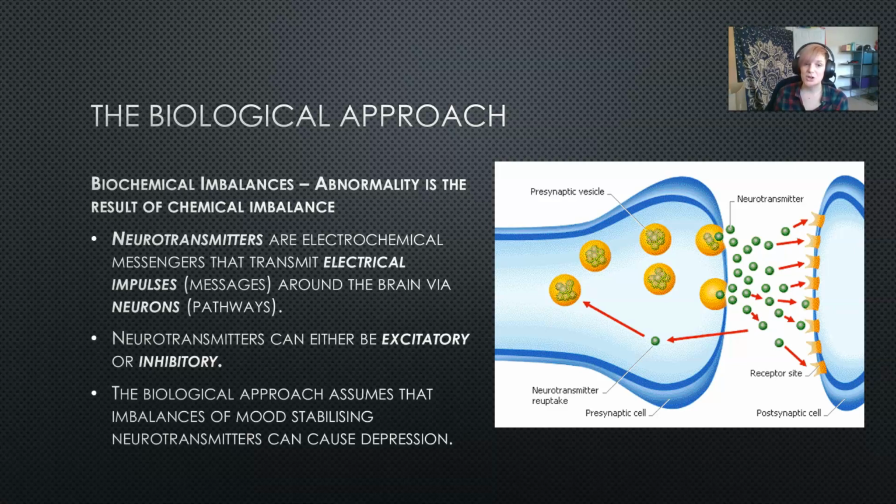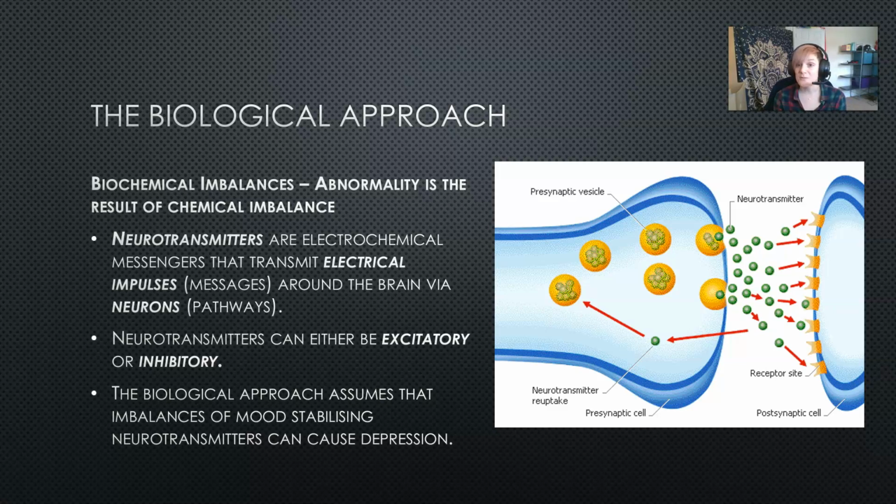The biological approach assumes that imbalances of mood-stabilizing neurotransmitters can cause depression and other psychopathological issues. So, for example, serotonin is an inhibitory neurotransmitter. This neurotransmitter stabilizes our mood. It does this by ensuring that there is not too much overexcitement within the neurons in the brain. However, if there is not enough serotonin, then we might have too much excitatory activity in our brain. So this would mean that there is a chemical imbalance causing behavioural and pathological issues, such as depression.